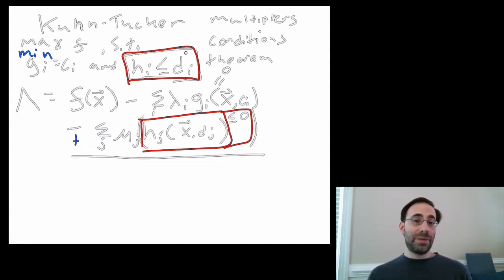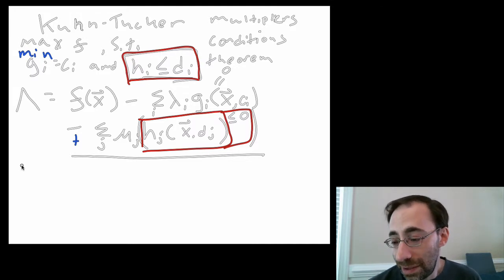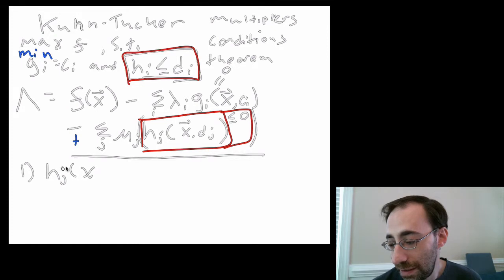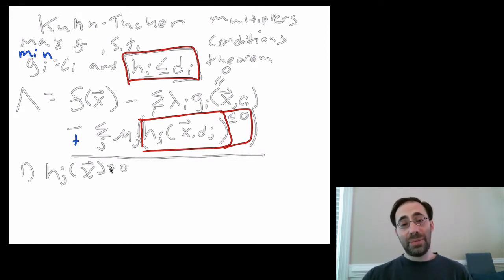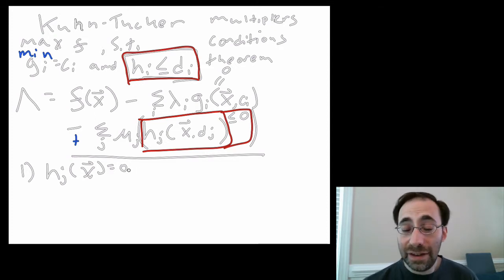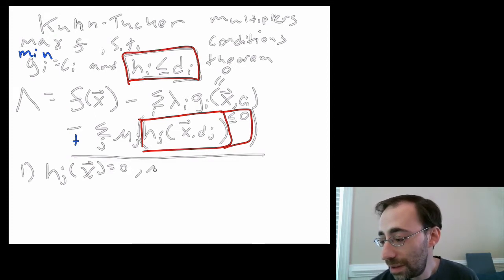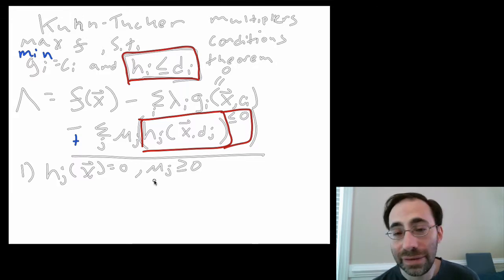H would be exactly equal to 0 because the constraint binds. So it would be no different than an equality constraint in equilibrium, because the constraint would bind in equilibrium, and that term would be 0. So that would be no problem at all. That's one possibility: the constraint binds. If that's true, then the mu j's will be non-negative.